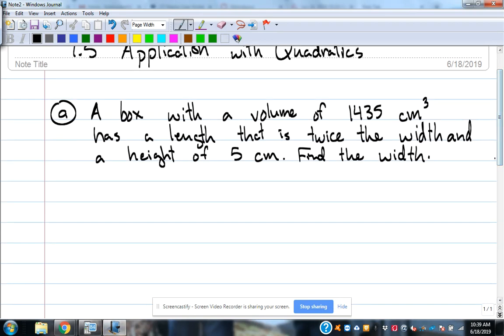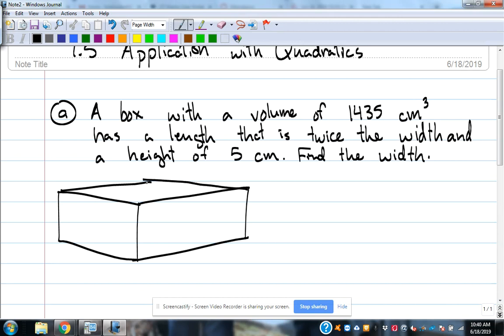A lot of times it's easier for me to visualize what's happening by drawing a picture. So I'm just going to draw myself a little box here. That box has a width that we don't know, so I'm going to put a W right there. It has a length that is twice as much as the width, so the length down this edge is twice as long as the width. That's going to be 2W. Then the problem tells me that the height is 5 centimeters, so we know this piece right here is 5 centimeters automatically.